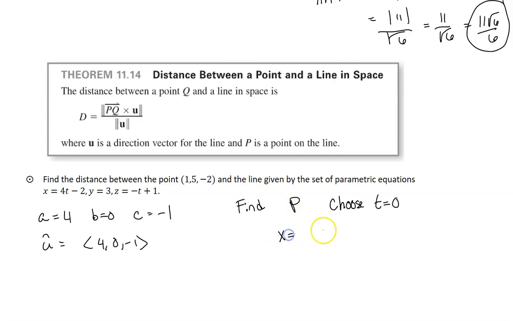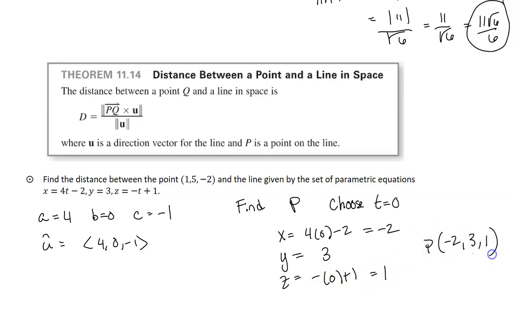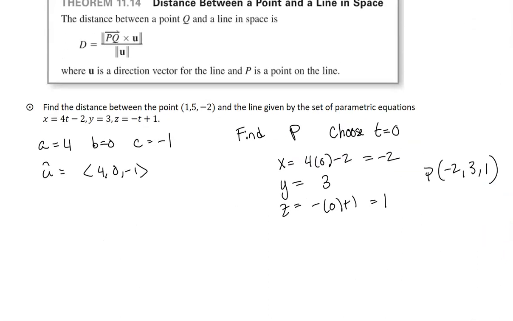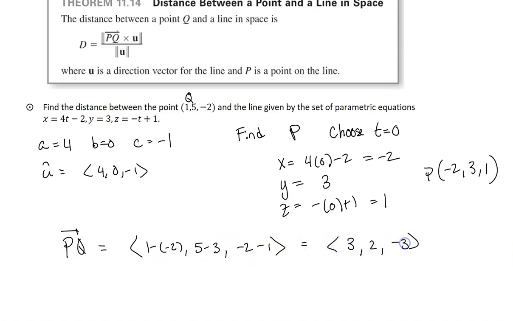So I'll have x equals 4 times 0 minus 2, which is negative 2, y equals 3, and z equals negative 0 plus 1, or 1. So my P is negative 2, 3, and 1. From here, we're going to need PQ. It's the next part of the equation. So PQ, this is Q, so we'll have 1 minus negative 2, 5 minus 3, and negative 2 minus 1. So that gives me 3, 2, negative 3.